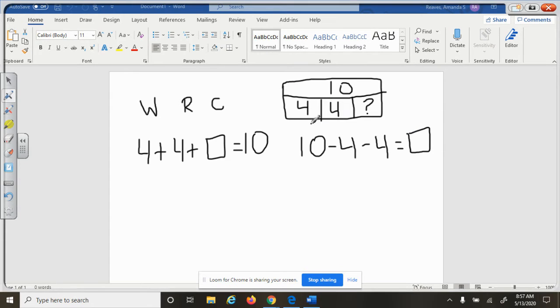So you may add the 2 parts together, count up the missing part to get to your whole number, or you can start with your whole number, take away the 2 parts you know, and find out what you're missing. So we know that if we have 4 plus 4, that equals 8. 8 plus 2 more equals 10. We could also say 10 minus 4 is 6. 6 minus 4 is 2. So we know that our missing number is 2. There are 2 cups of chocolate chips.